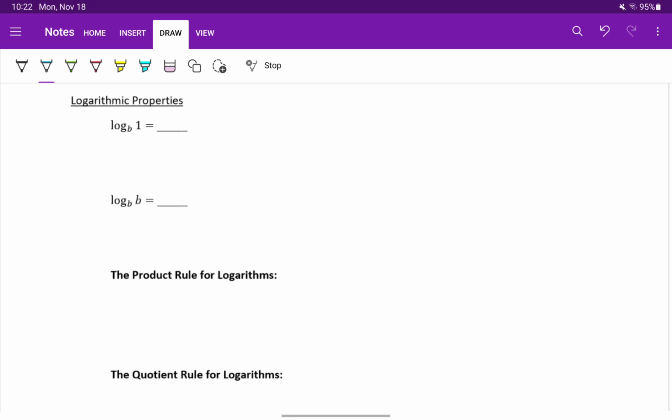The first property that we want to introduce is that the log base b of 1, so regardless of what our base is, will always be equal to 0. And that's going to be true because we can always rewrite a log equation as an exponential by taking our base and raising it to the power on that other side. So we could rewrite this expression as b to the 0 power. Anything raised to the 0 power is equal to 1, and that's how we know that this property is true.